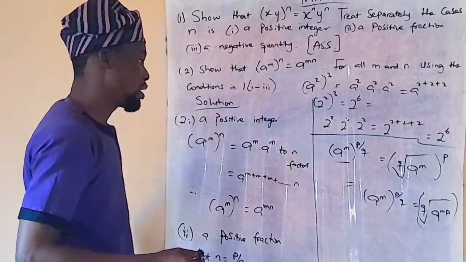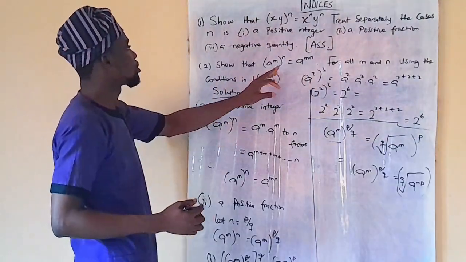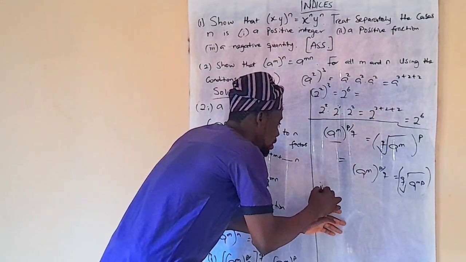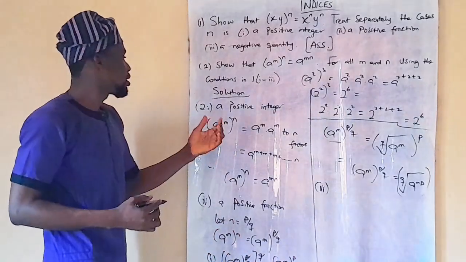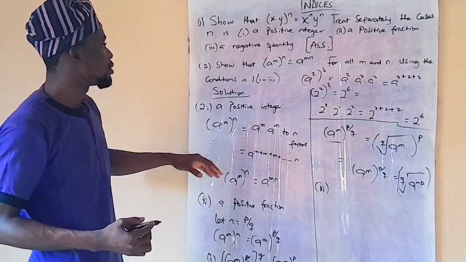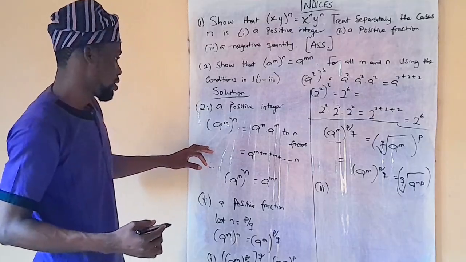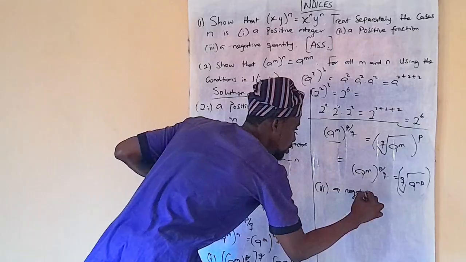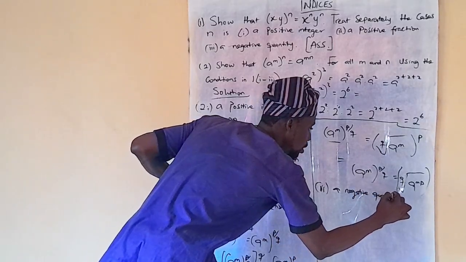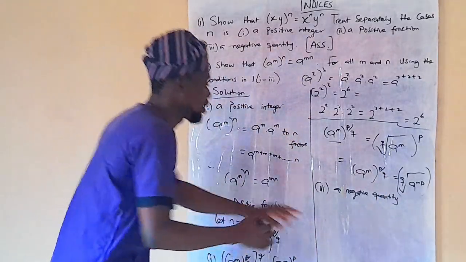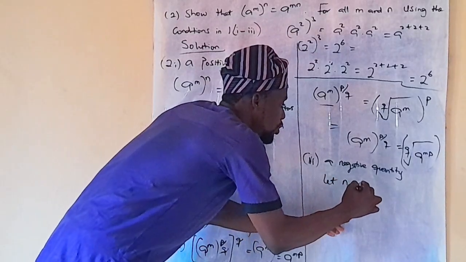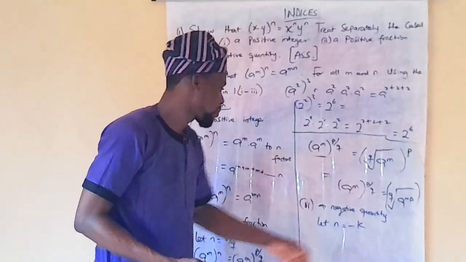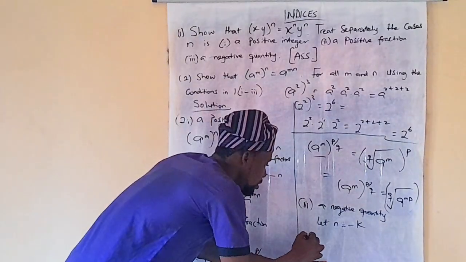Then, finally, I'm to show that it's a negative quantity. So, to prove that a raised power m, raised power n is a negative quantity, can we see that? So, a negative quantity. Alright? So, let n be equal to minus k, assuming. At this point, we have a negative quantity, minus k. So, it implies that what?